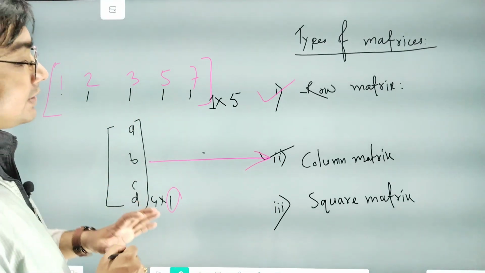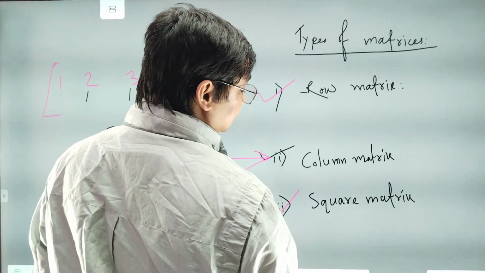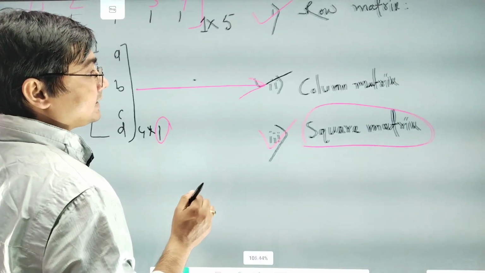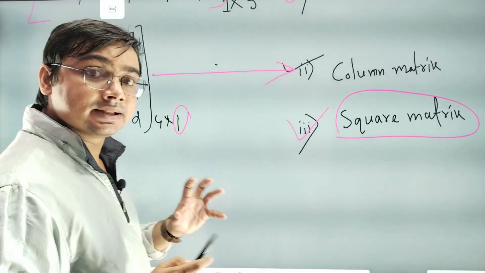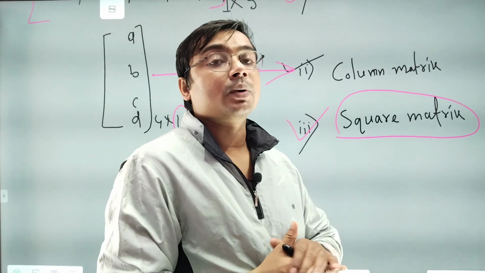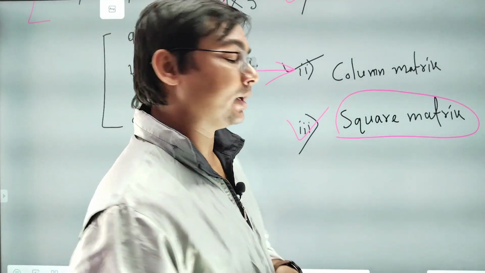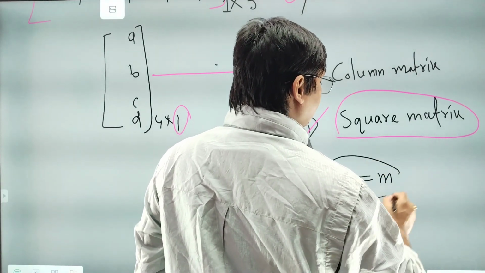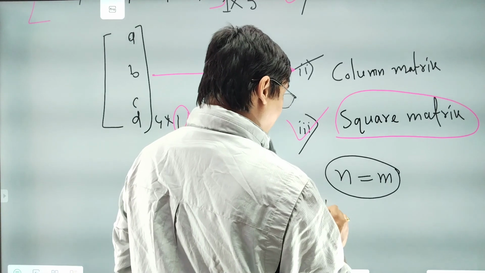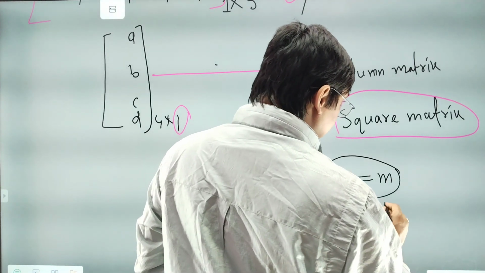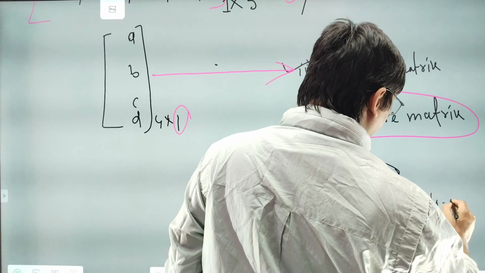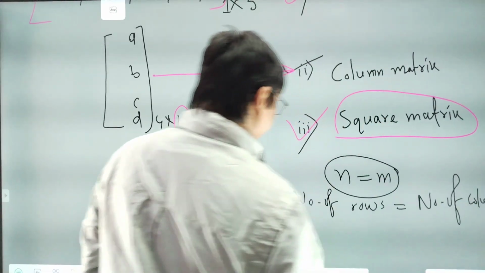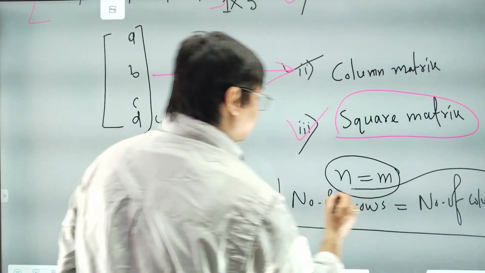Yes. Now you see another important matrix, which is called the square matrix. This is important. A matrix is said to be square if the number of rows and number of columns are equal. That means the number of rows should be equal to the number of columns. If this happens, then we call the matrix a square matrix.